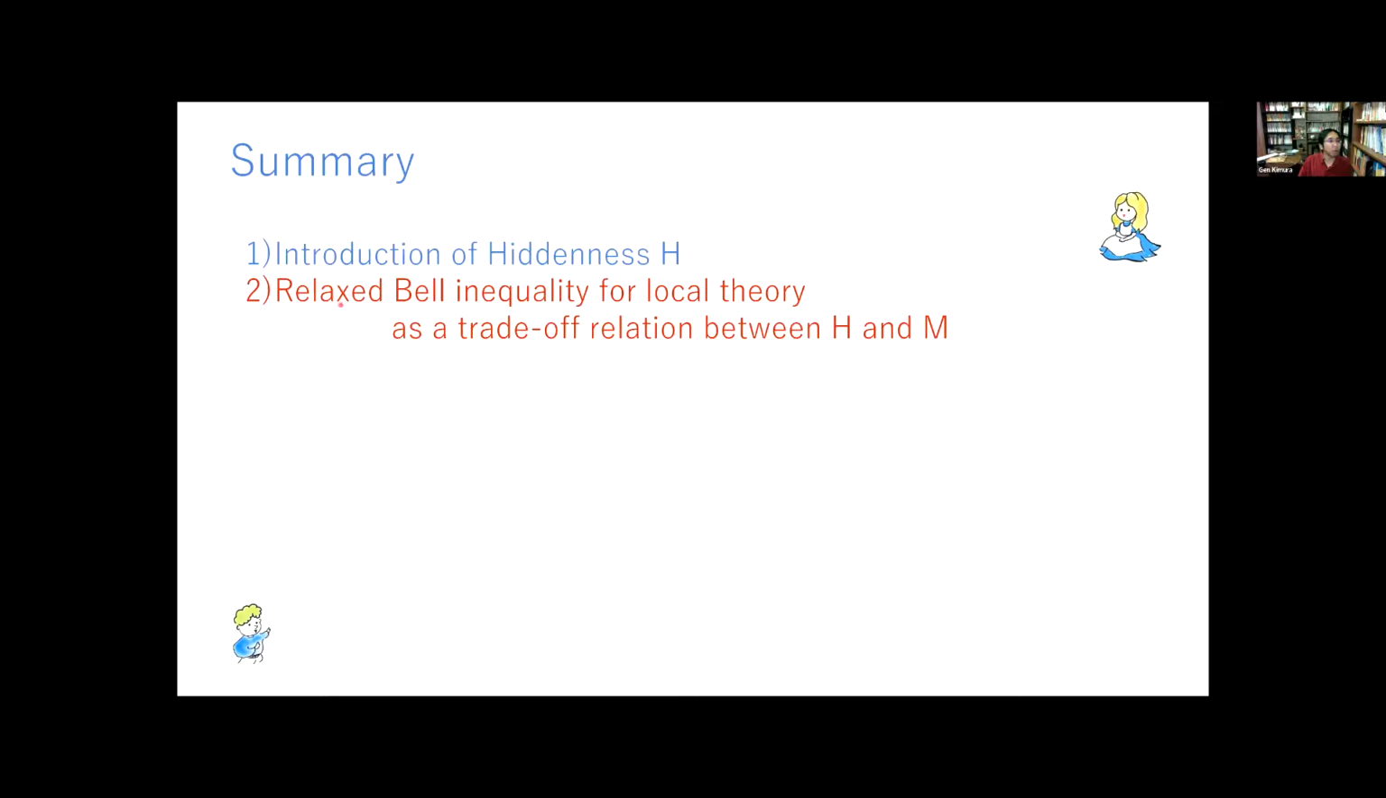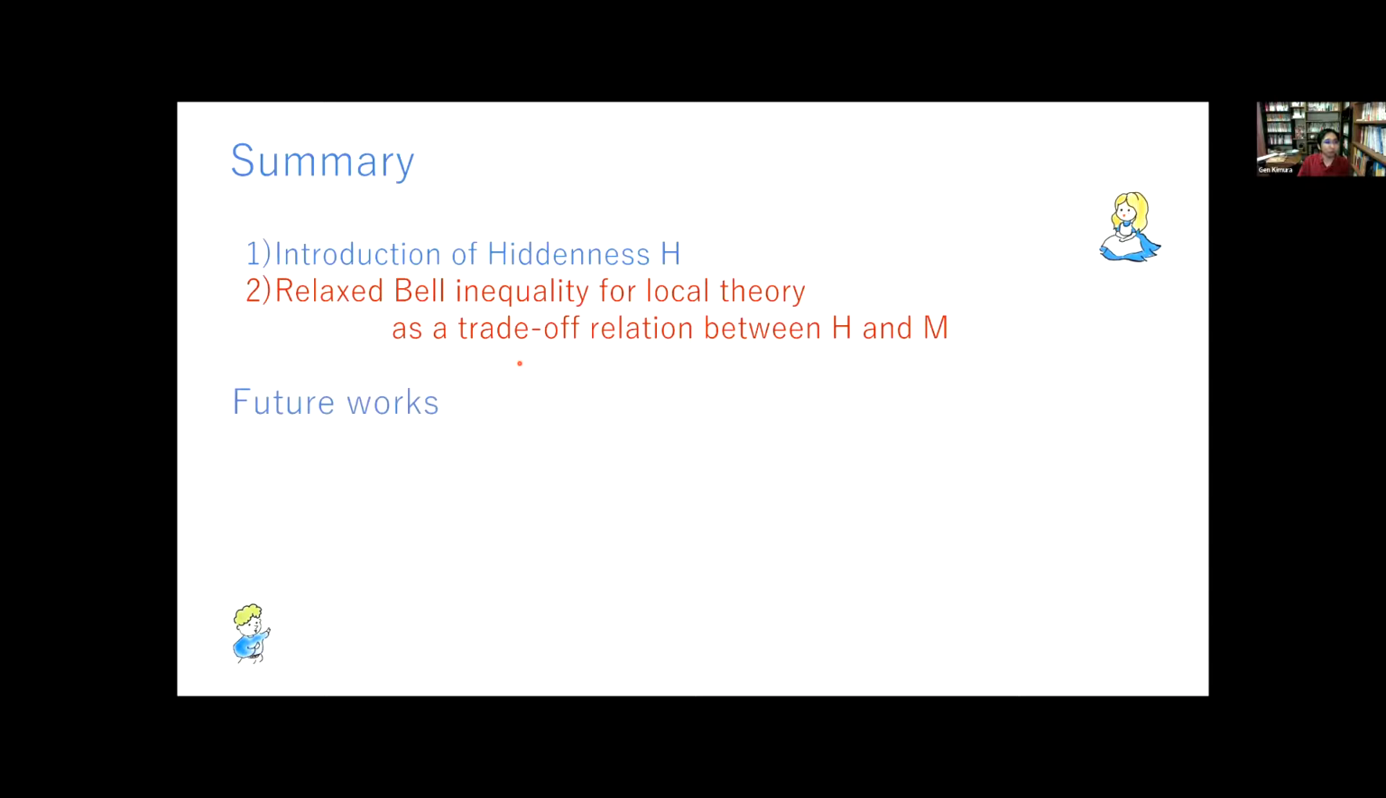In my talk, we introduced the so-called hiddenness, which measures how much we need a hidden variable. And we obtained the relaxed Bell's inequality for local theory as a trade-off relation between hiddenness and measurement dependence.